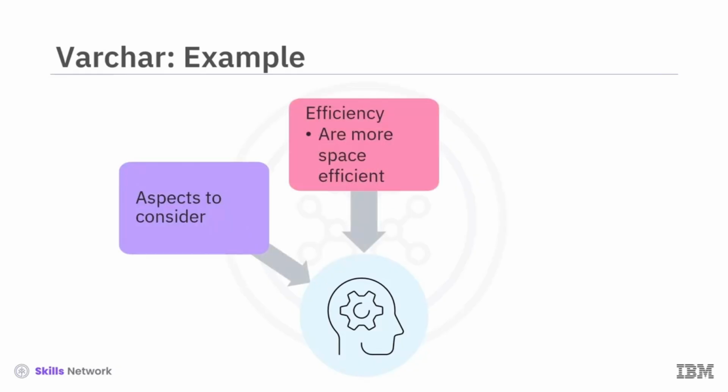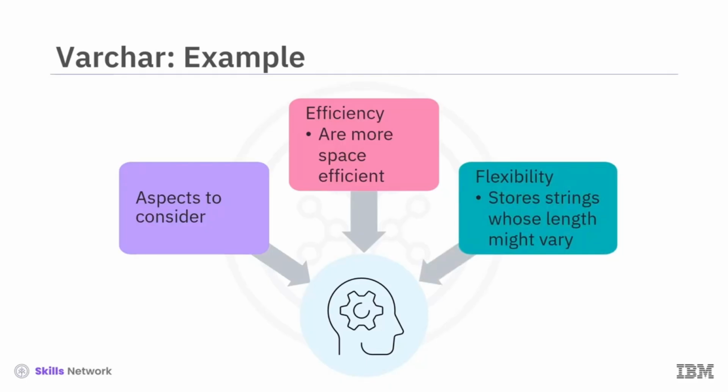By allocating only the necessary space, varchar types can be more space efficient compared to fixed-length types like char. The second one is flexibility. They are ideal for storing strings whose lengths might vary significantly, such as names, addresses, or descriptions.